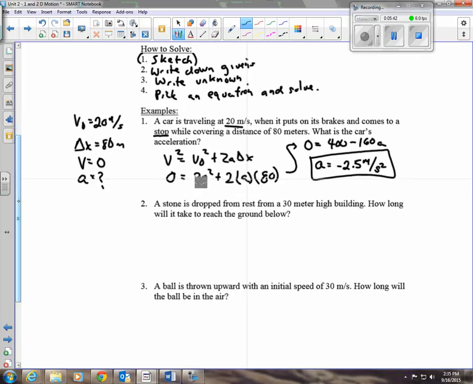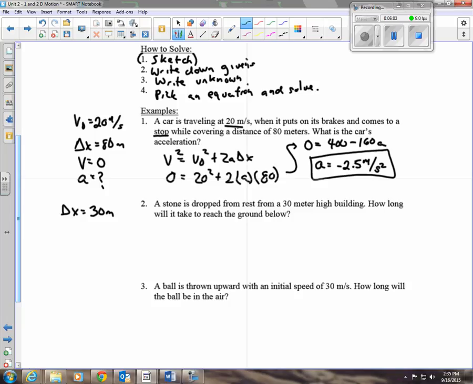Second question. A stone is dropped from rest from a 30-meter high building. How long will it take to reach the ground below? So again, I want to write down my givens. I always have to have 3 givens in order to use one of these equations. The only obvious one is that delta x is 30 meters.